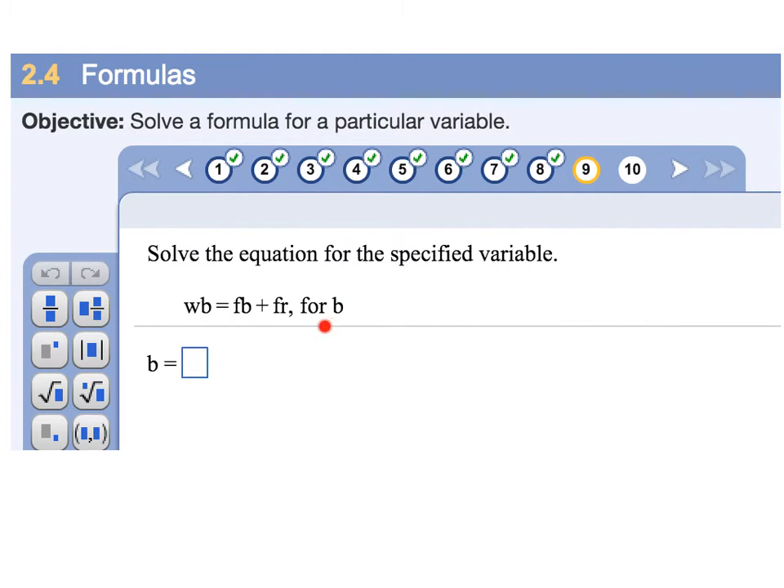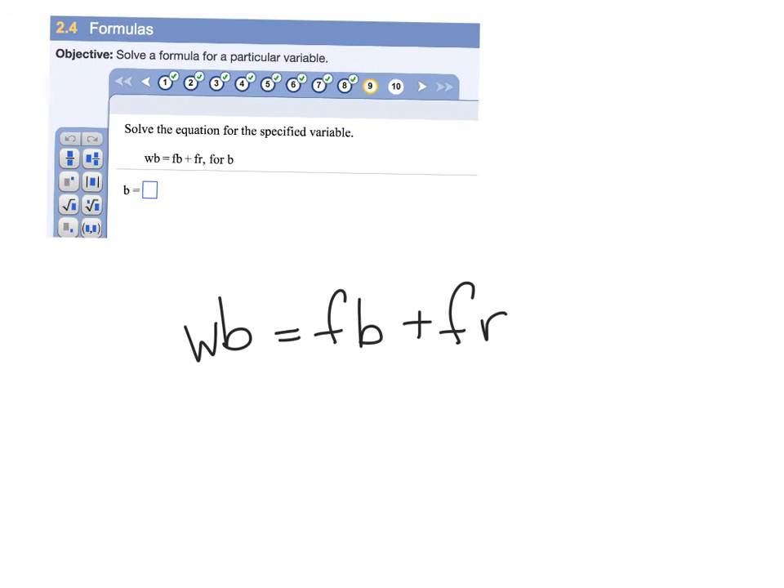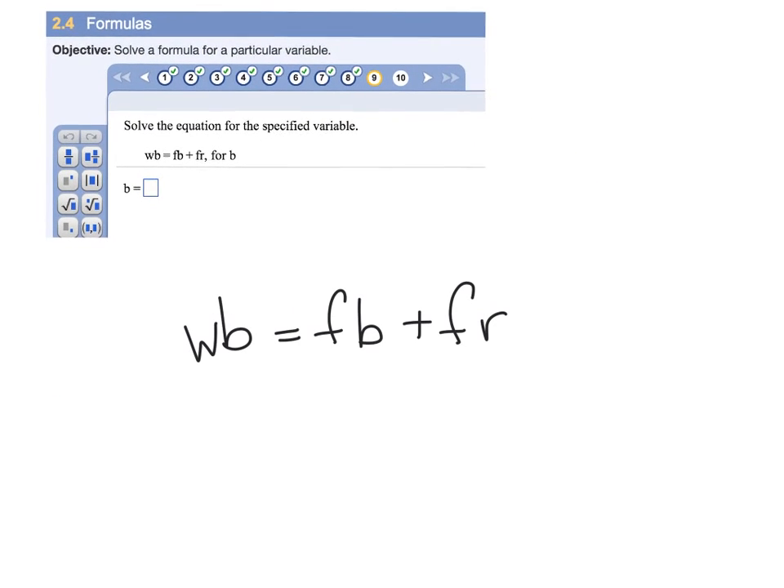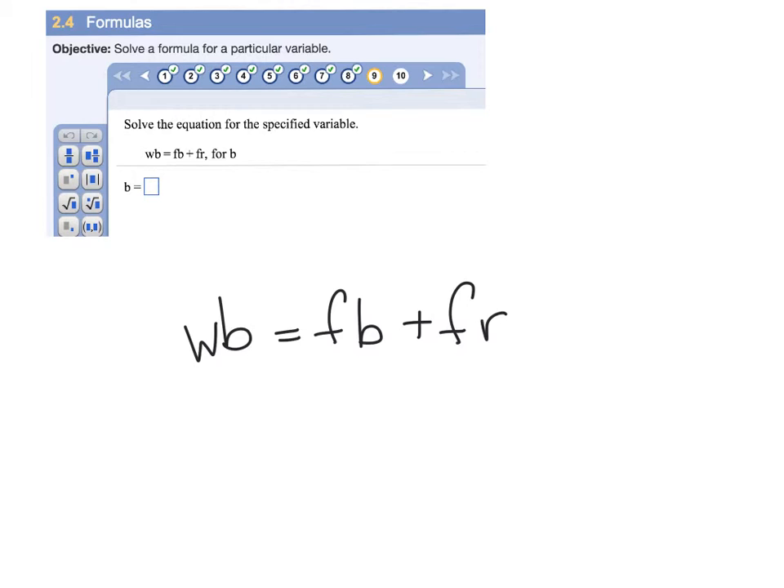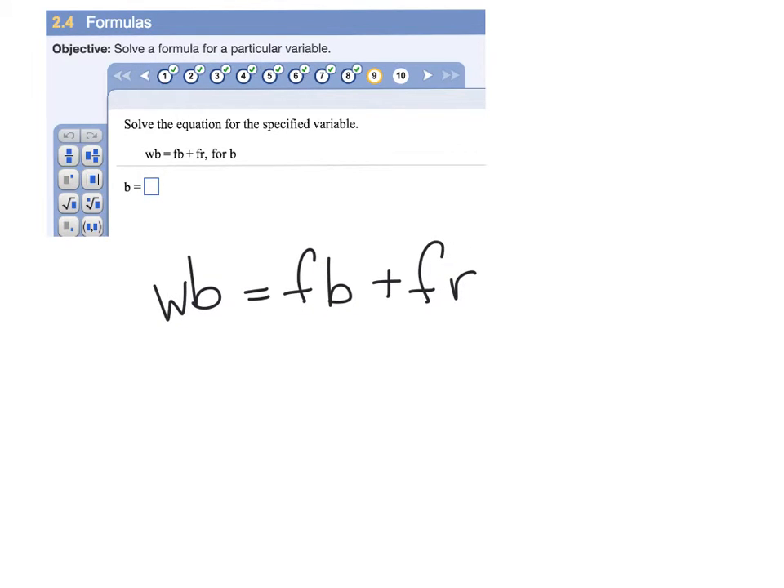In this one, we're going to solve for b. So we've got this funky equation. Really, it's a meaningless equation. They just kind of made it up. It doesn't actually have any realistic, real-life application. So anyway, we're trying to get b all by itself.